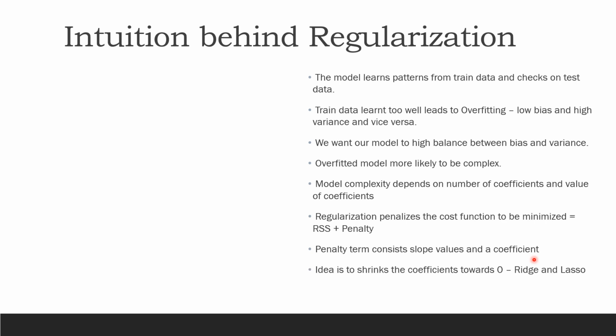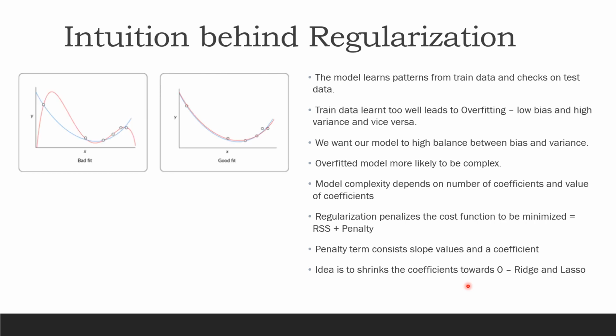The idea is that using RSS plus the penalty, we shrink the coefficients towards zero. When the coefficients are shrunk, fewer independent variables are relevant to take into account in the final model.